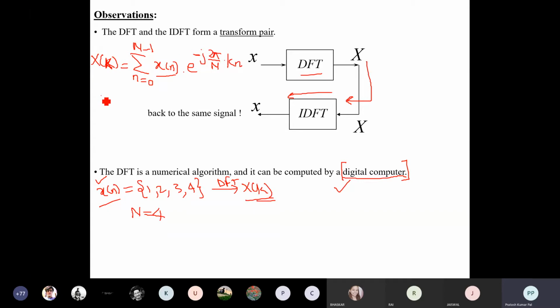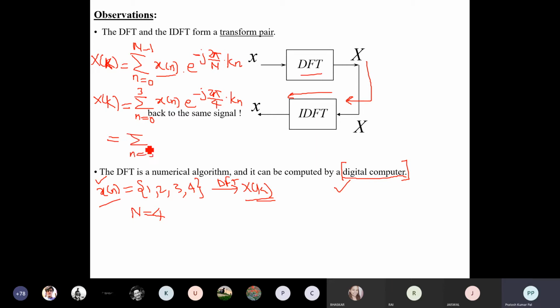So after putting the value, x of k will be given by summation n is equals to 0 to, if we put 4, it will be 4 minus 1, that will be 3. So n should be varying from 0 to 3, and x of n e to the power minus j 2 pi by 4, because n is equals to 4, so we will be putting 4 into k of n. Okay, that is okay up to here. The next we will be seeing is, we will simplify it further.